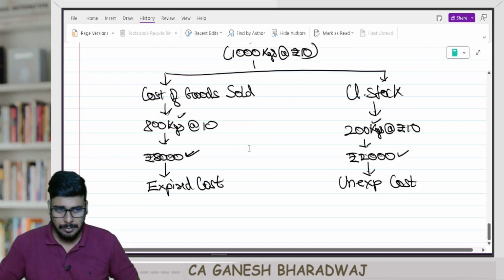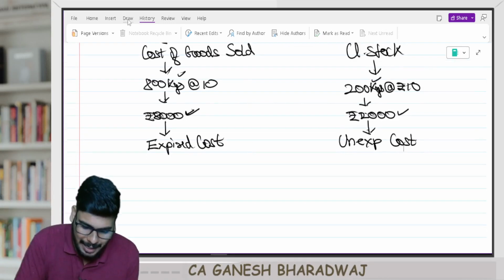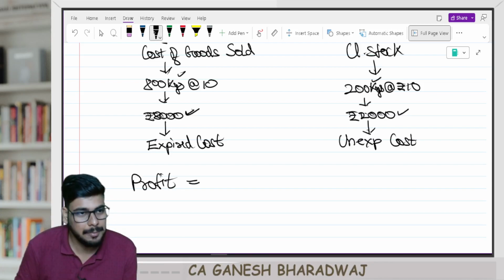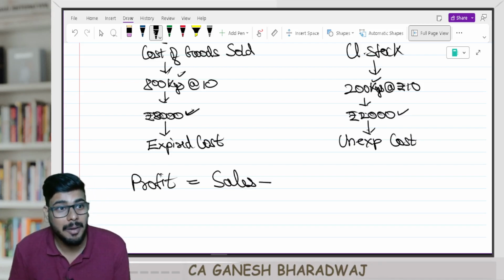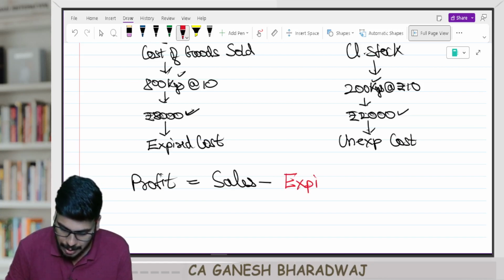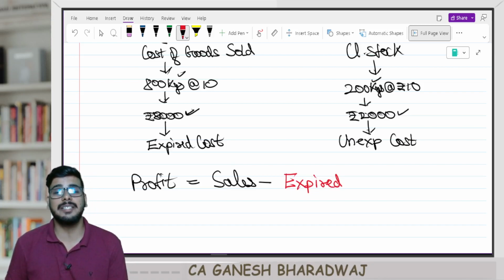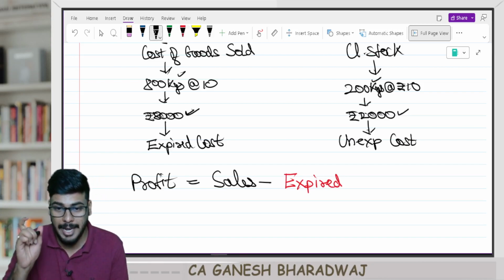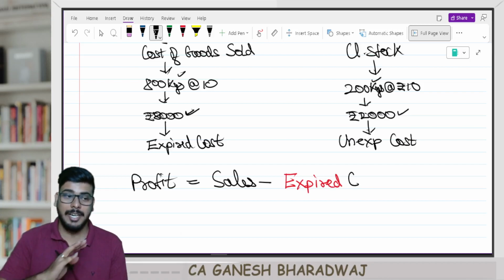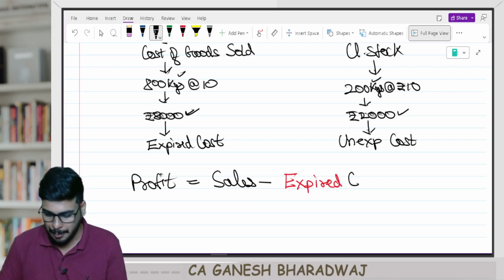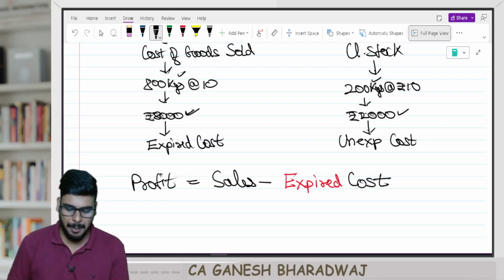Now tell me, can I arrive at this conclusion? Can I say profit is equal to sales minus expired cost? Write the word expired alone in red ink. Generally, we say sales minus costs is our profit. No. Sales minus expired cost. You should not write everything in red ink. If you write everything in red ink, then the value of red ink will go. Only that word should pop up.